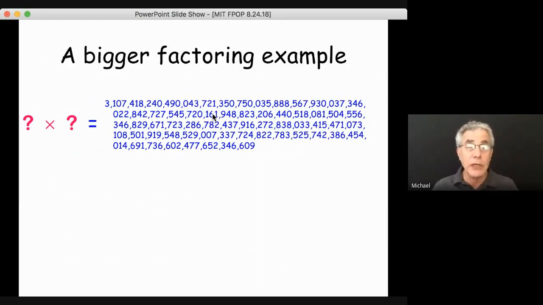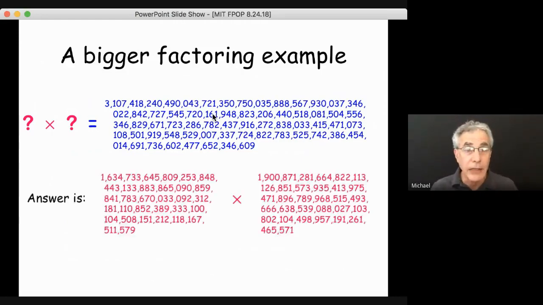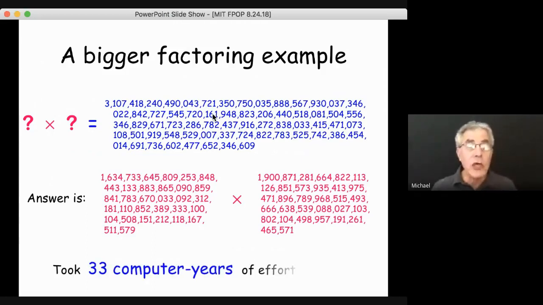Somebody took that big number and went through the effort of finding the factors. So here are the two factors that multiply together to give you that number in blue. Now here's the important difference. Even using a computer, this problem took a long time to solve. In fact, it took 33 computer years of effort to find the answer. And the reason we know that is because somebody actually went through the trouble to do it.